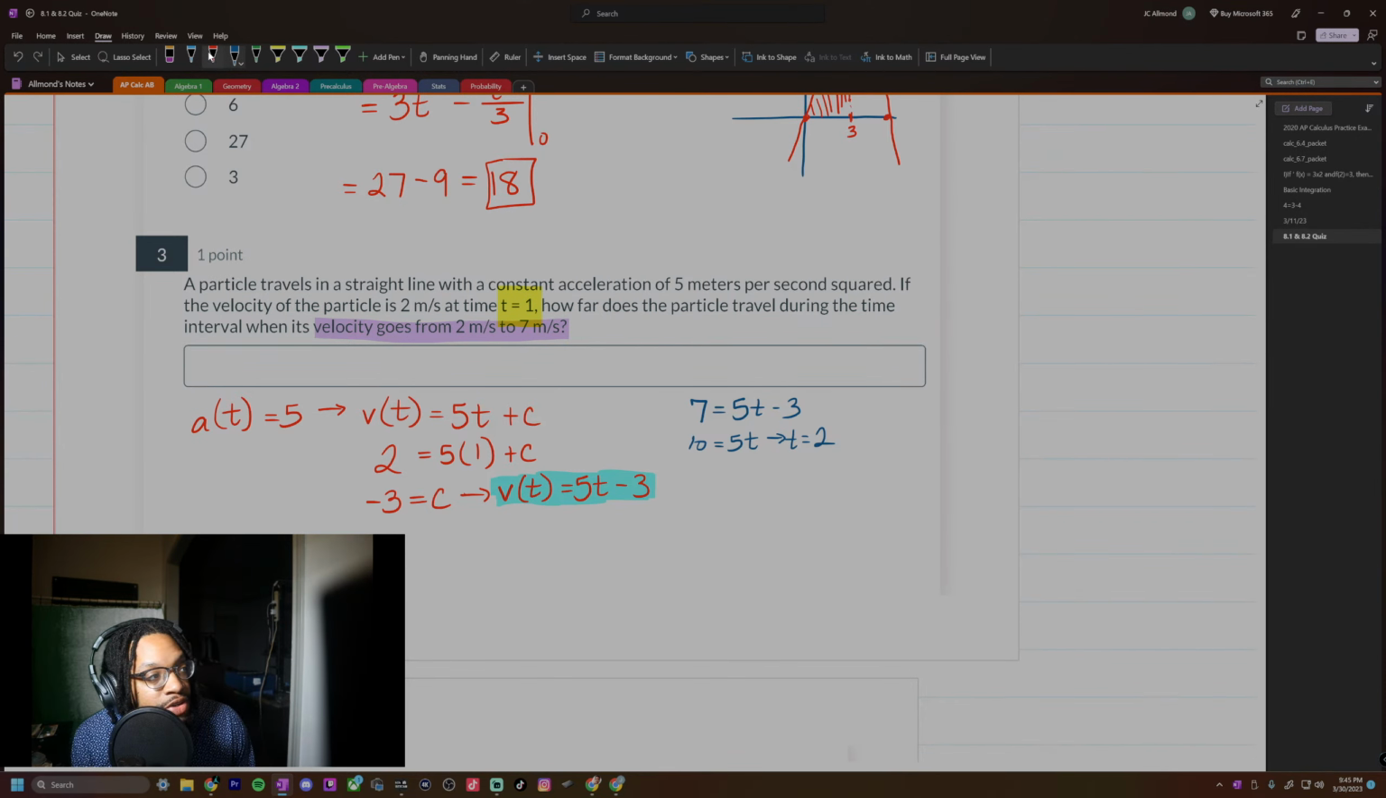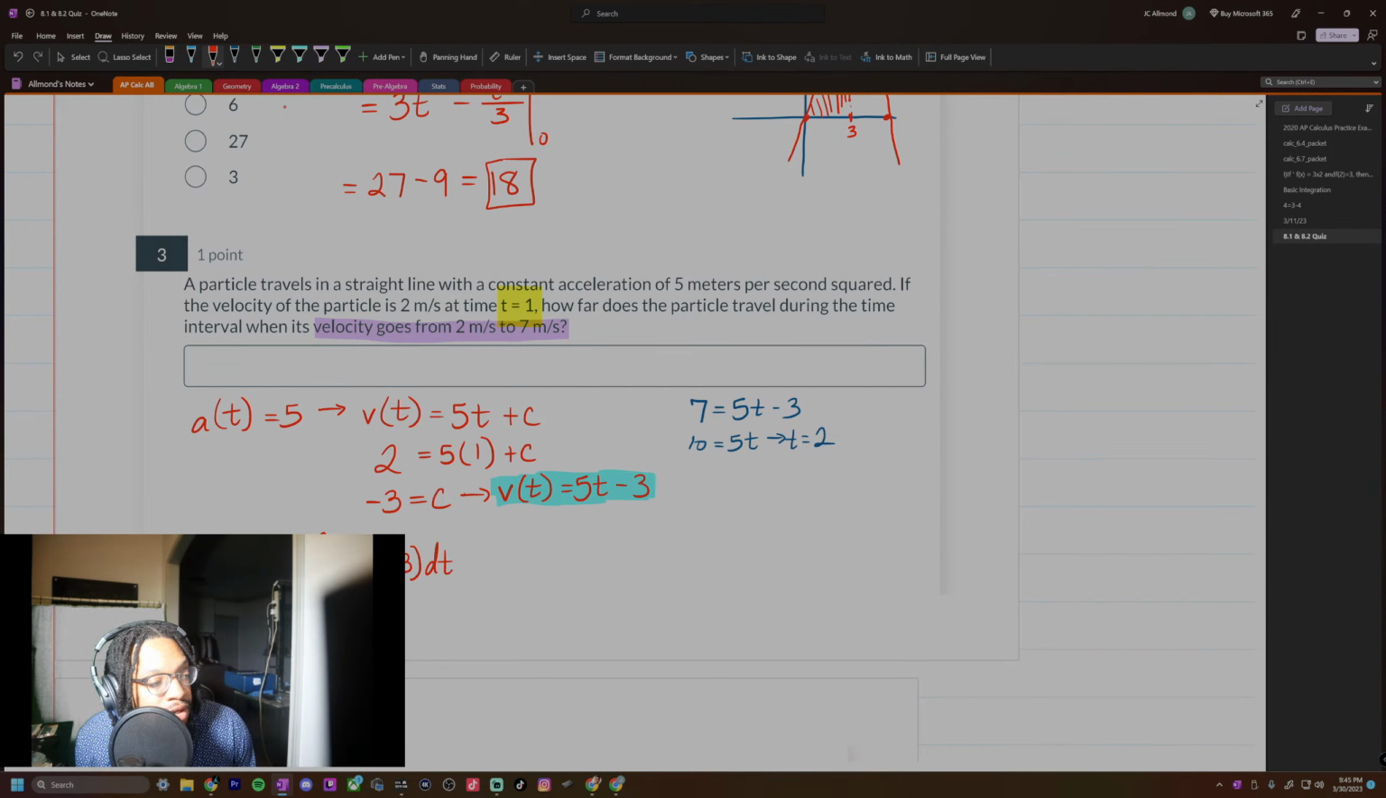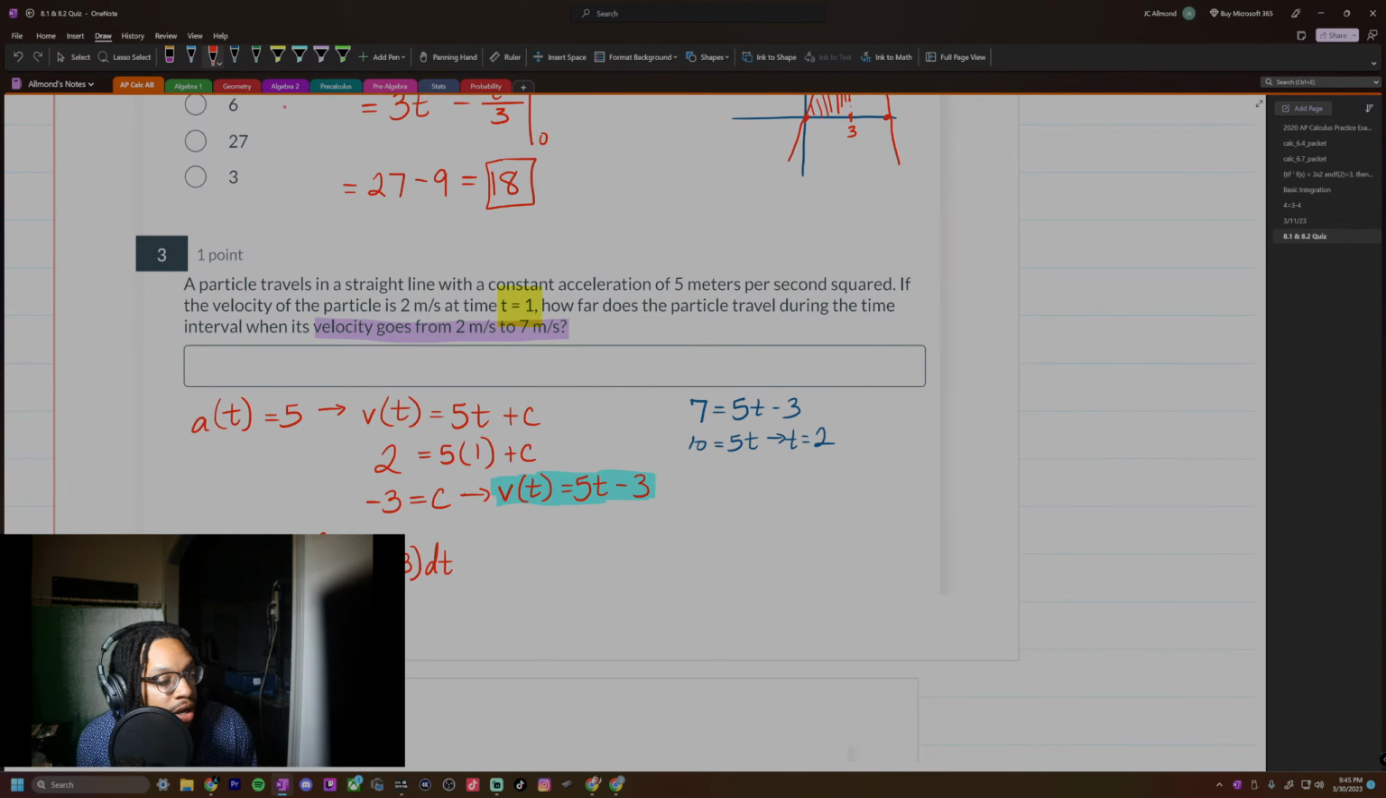So this one was a little bit harder because you had to find those time intervals. So my answer is going to be the integral from, what were my time values, from 1 to 2 of my velocity function, which I said was 5t minus 3 dt. So that right there is what's going to give me my answer. And if I integrate that, that would be 5t squared over 2 minus 3t from 1 to 2. Okay, boom. So now I just plug in 2 minus plug in 1.